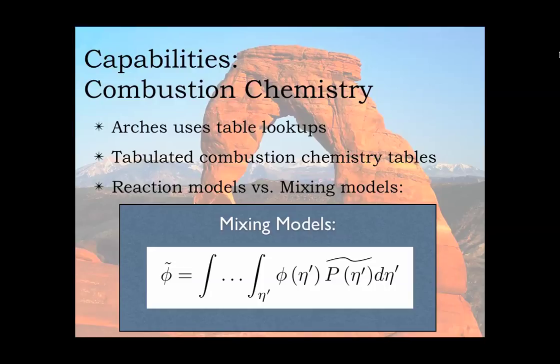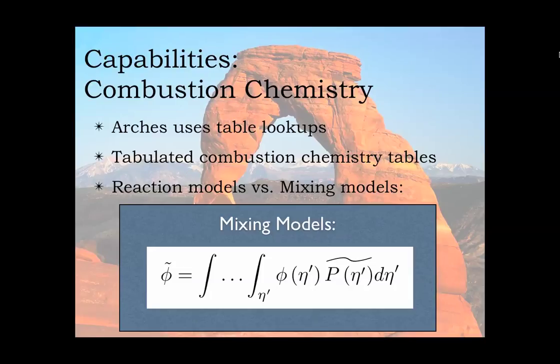A mixing model says we have some PDF for mixture fraction, a PDF for heat loss, a PDF for any of these eta variables. So we have some distribution. Maybe it looks like that. Who knows? We don't want to assume anything about what it looks like. That's a whole different topic.